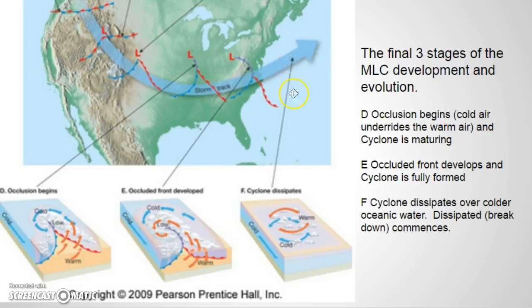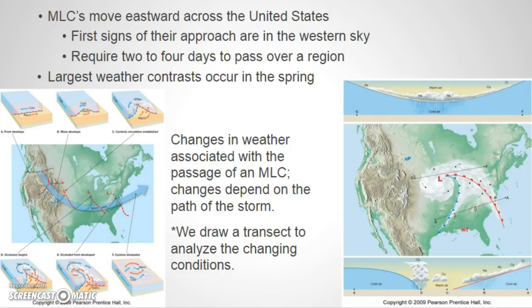And then lastly, it's going to dissipate, it's going to break down. And the breakdown commences once it reaches the Atlantic Ocean. Once again, it just doesn't have the heat energy, it doesn't have the fuel to continue growing and evolving. So mid-latitude cyclones move eastward across the United States.